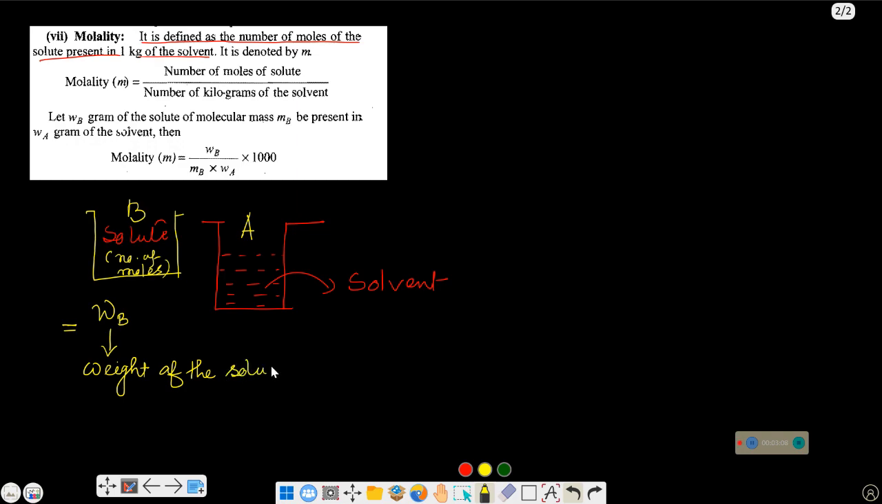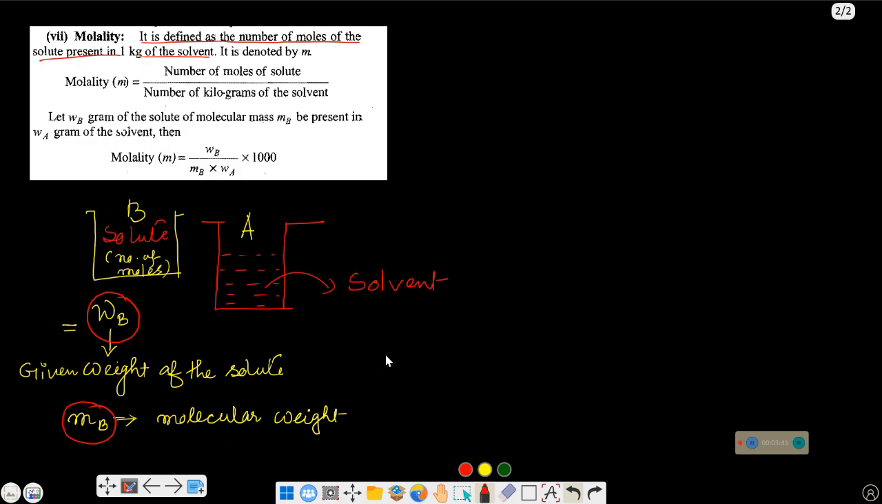So this is the given weight. Okay, given weight, whatever is given. Next, if MB is the molecular weight, MB to Q weight, it is the molecular weight of the solute. This is all about solute. So what will be the number of moles of the solute? So WB is the given weight, then MB is the molecular weight of the solute.